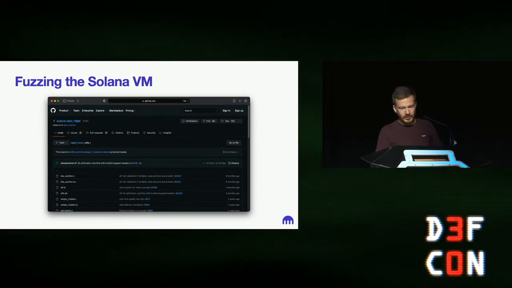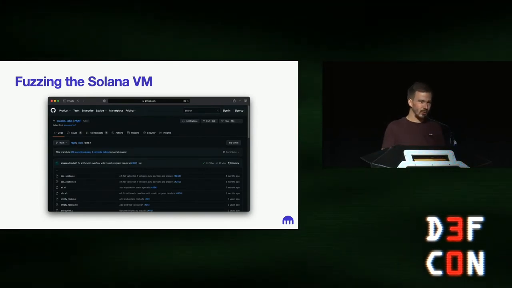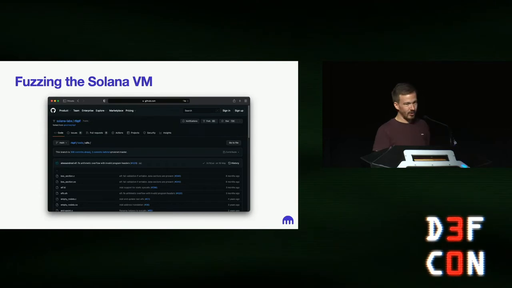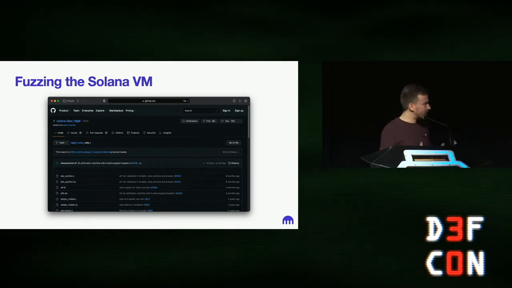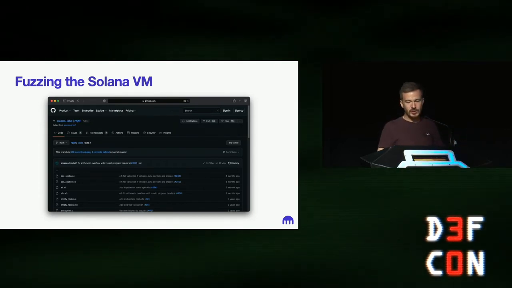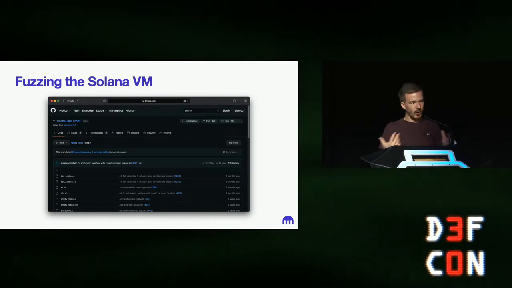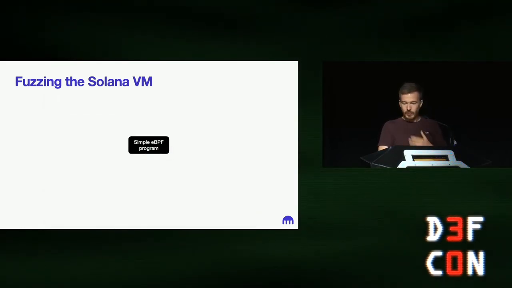And luckily, the rBPF code base contains test cases for a lot of things. And so we can just take these tiny binaries that are already made to be almost the ideal fuzzing input, and we can just take them and feed them into our fuzzer, or into the VM.